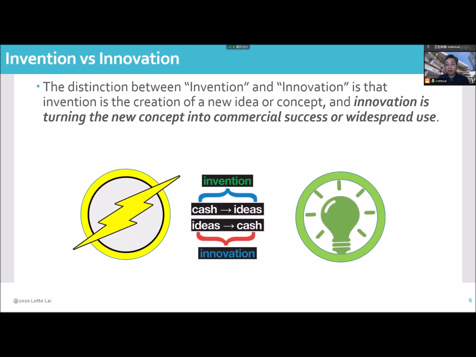What is the difference between invention and innovation? The distinction is that invention is the creation of a new idea or concept. Innovation is turning this new idea or concept into commercial success or widespread use. This diagram makes it very clear: invention goes from cash to idea, and innovation goes from idea to cash.